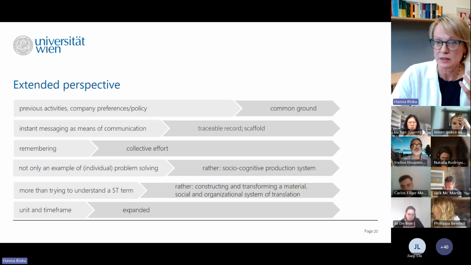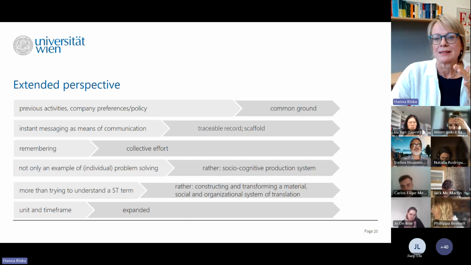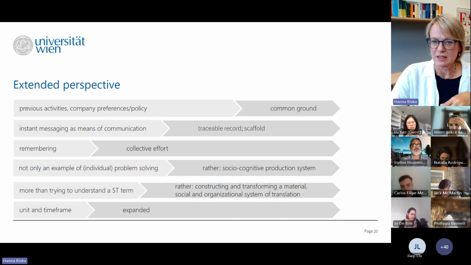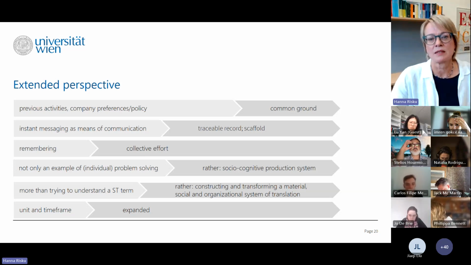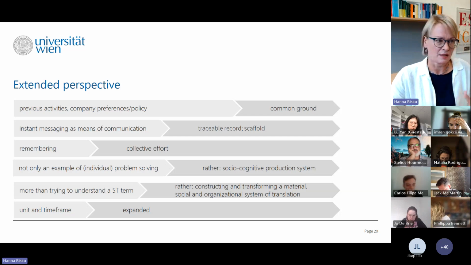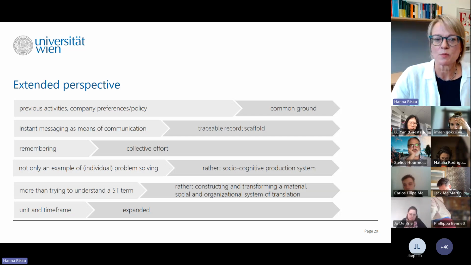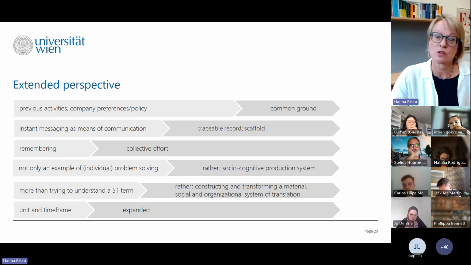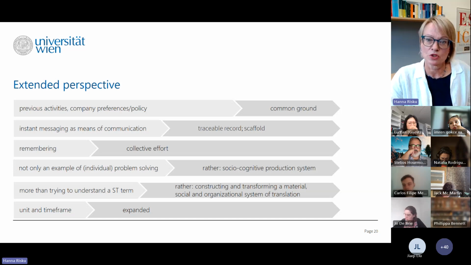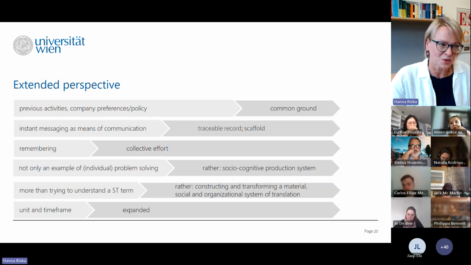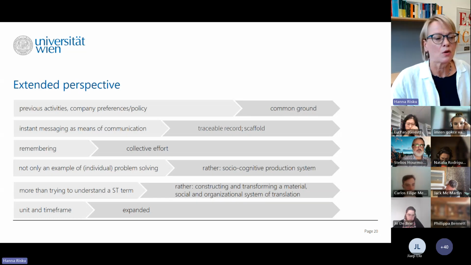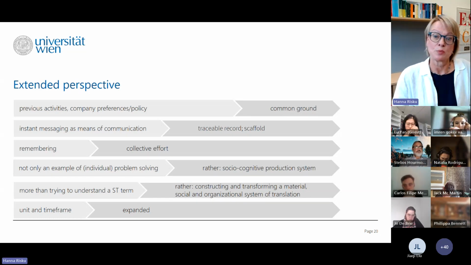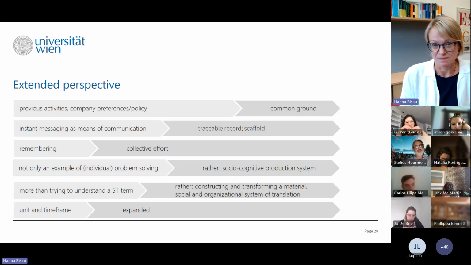So extending the unit and the analysis from an individual to these larger units of time and space makes it visible and understandable how individuals, single actions and translations are formed by phenomena and dynamics on the system level, and how they themselves construct and transform a material, social, and organizational system of translation. So in their interaction, they build on the whole system and they contribute to building the whole system.